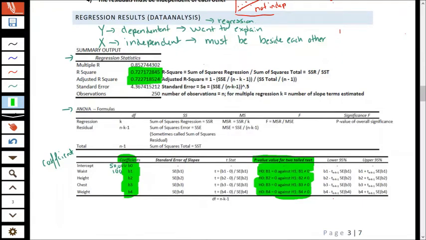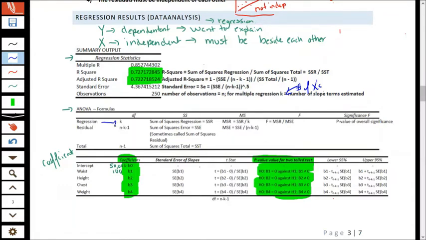And just some really interesting things. So the observations there, this one happened to be 250. Our number of observations is n. And if it's multiple regression, meaning multiple x values, k is the number of slope terms. Basically, it is the number of x's in our regression. And so when we look at our ANOVA table, when it says the degrees of freedom for the regression, that is k. That is, again, the number of x variables.